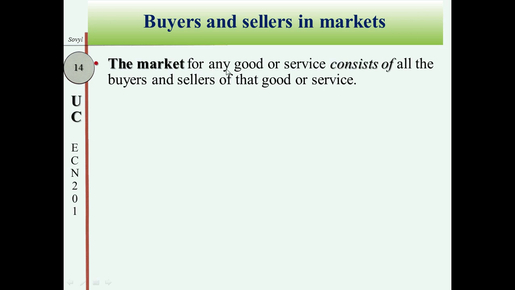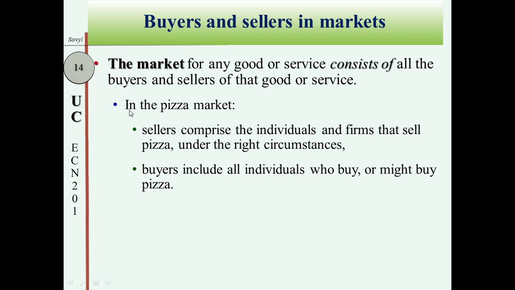The market for any goods or services consists of all buyers and sellers of those goods and services. So when we're talking about the market of goods and services, we're talking about all buyers and sellers of those goods and services. For example, in the pizza market, sellers come from individuals and firms that sell pizza under the right circumstance. Under the right circumstance. What does it mean, under the right circumstance?